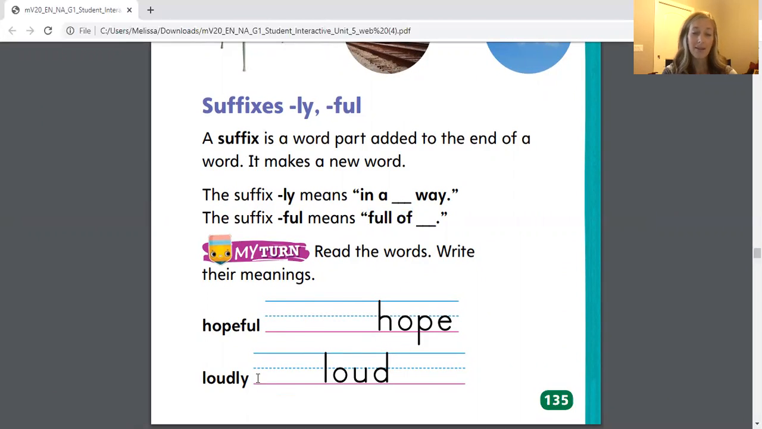Okay, let's move on. The next word is loudly. Loud is my root word or my base word. I've added the suffix. See if I can highlight both of those letters. There we go. The suffix ly. So loudly means in a loud way. So I've highlighted that for you up here, in a loud way. So before the word loud, you need to write in a. You already have the loud, and then behind loud, you need to write way. That way this line says, in a loud way. Loudly means in a loud way.